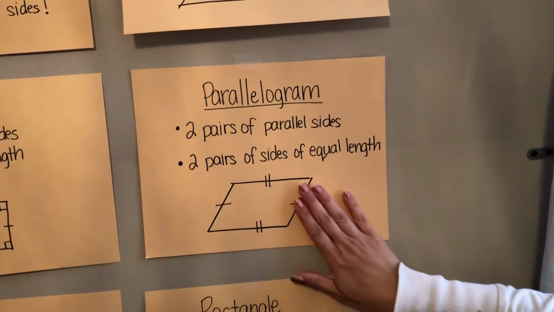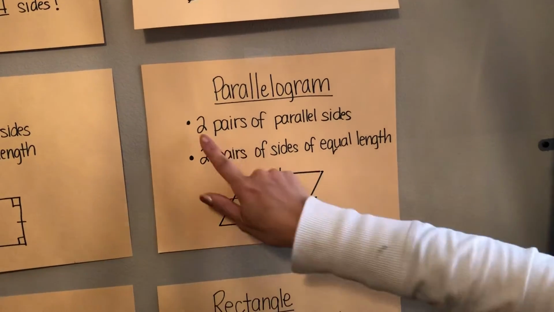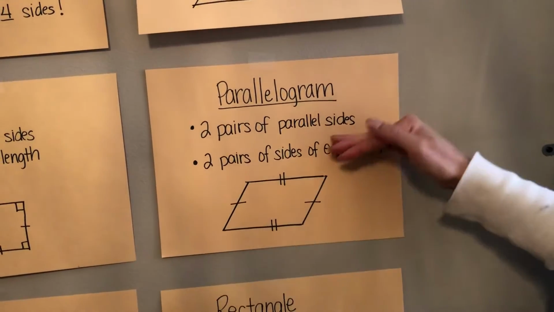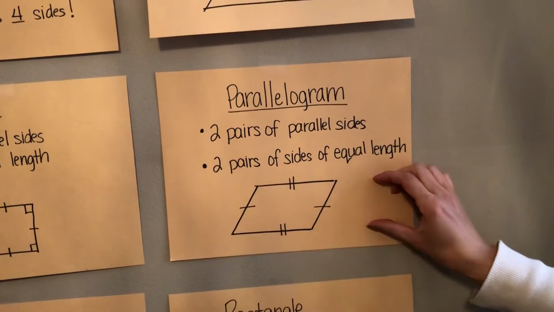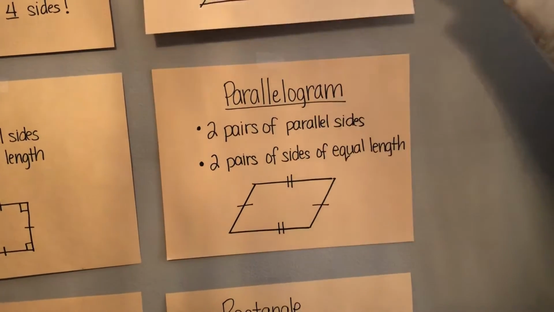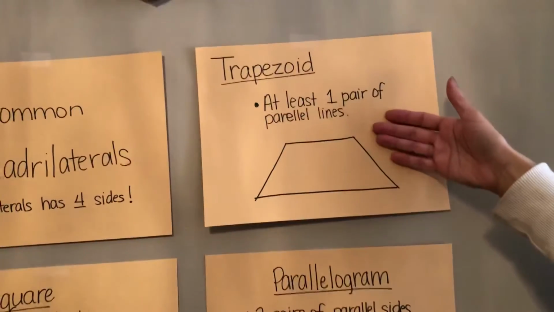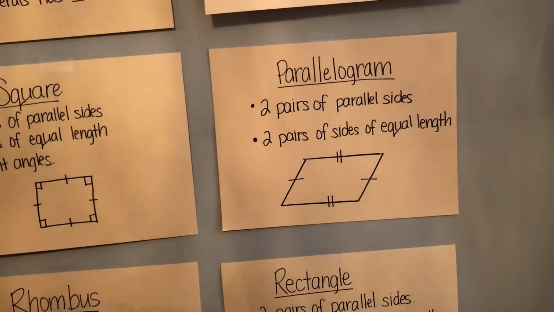So this parallelogram has 2 pairs of parallel lines, which means this is also a trapezoid because it has at least one set of parallel lines. So every parallelogram could then also be a trapezoid. All right, let's look at the rectangle.